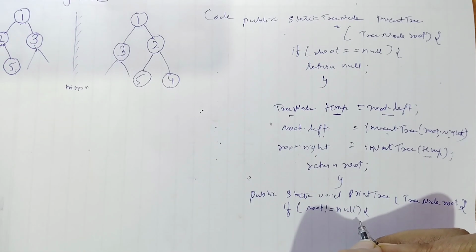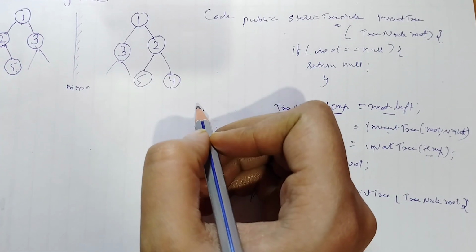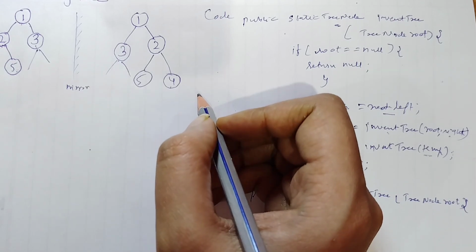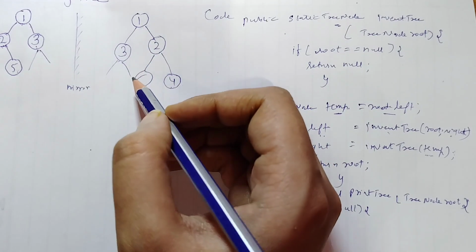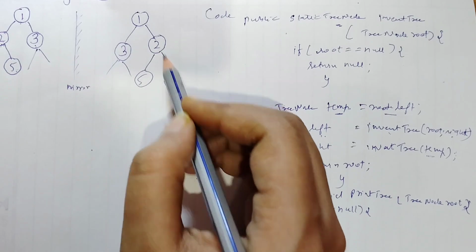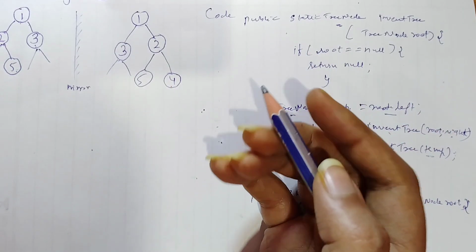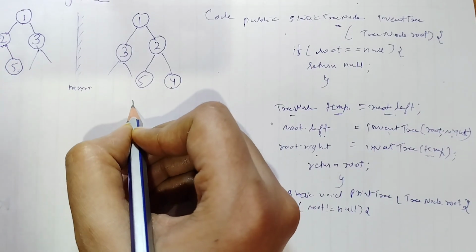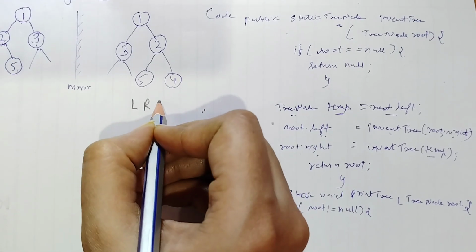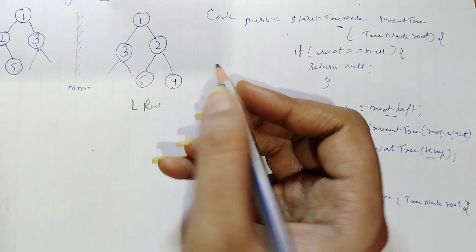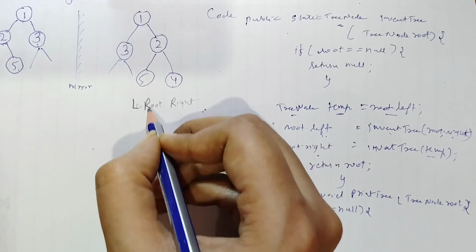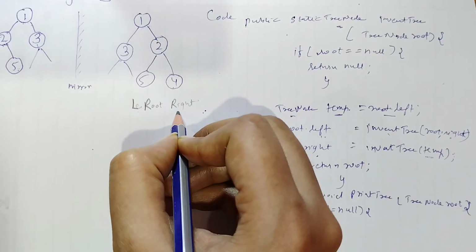For printing I am using in order traversal. If you don't know what in order traversal is, a traversal is a method to visit each node in a particular order. So in order traversal, how do we visit our nodes? We have to visit each and every node in our binary tree. In order traversal has an order: first we visit our left node, then our root node, and then our right node.